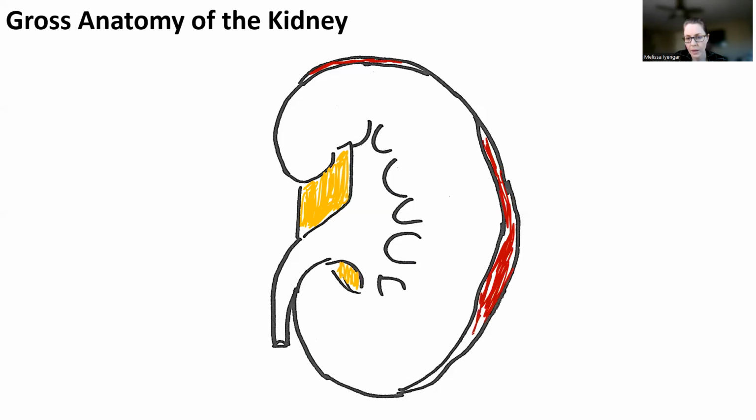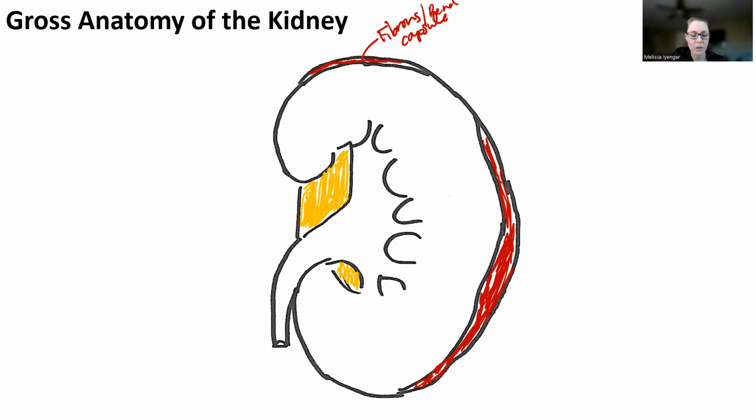So you want to think about that. Remember, it's going to have a couple of different layers that go around it that you want to double check. But the fibrous capsule is the superficial most layer that goes around the kidney. So we'll call that the fibrous capsule. You can also call it the renal capsule as well. So sometimes it's called the fibrous or the renal capsule.